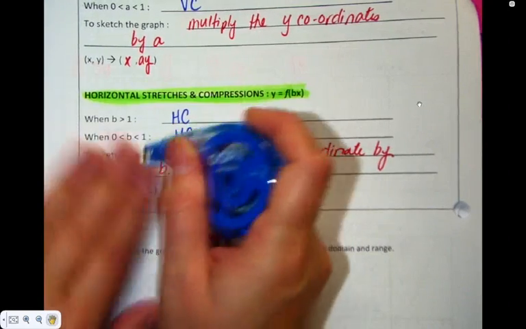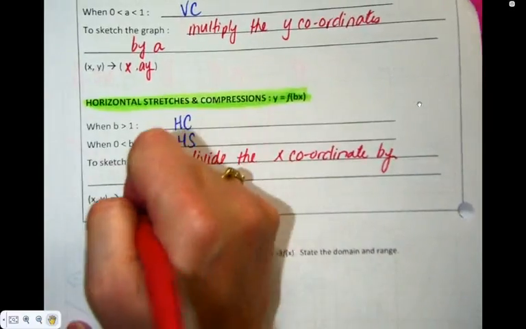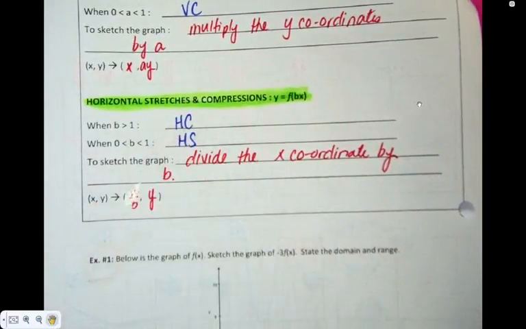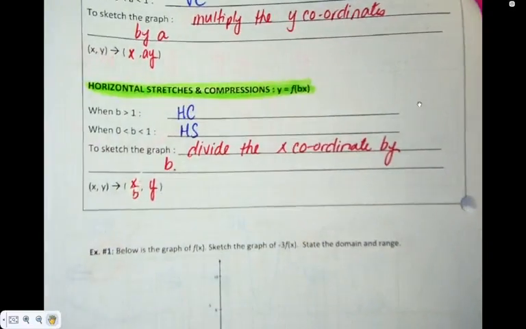Lefties understand my need for white O's. Right brains are scribblers. We tend not to be scribblers. X divided by b, y. Ooh, that says x, but you can't really see it. It still says x there.